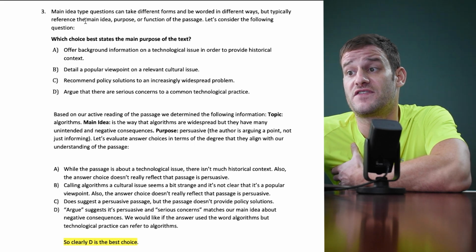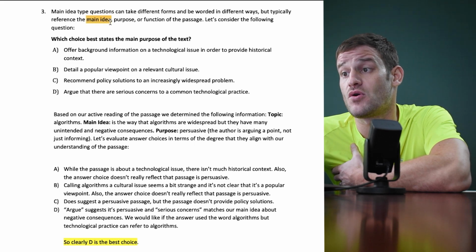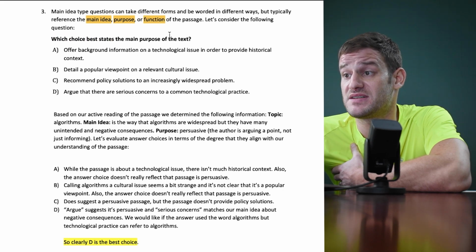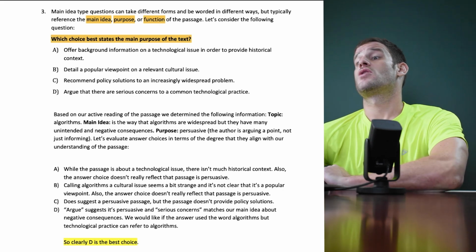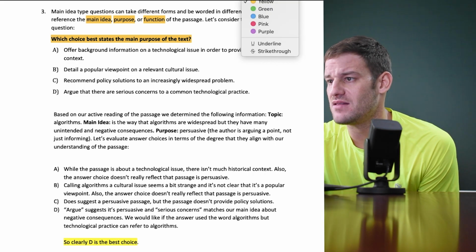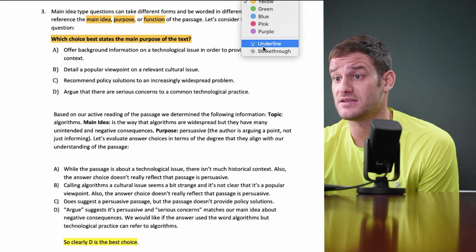They typically reference a main idea, a purpose, or some sort of function. So in this case, we have the question, which choice best states the main idea of the text? Okay, we have our active reading strategy. We have identified what the passage is about. Now let's go through and make some eliminations.